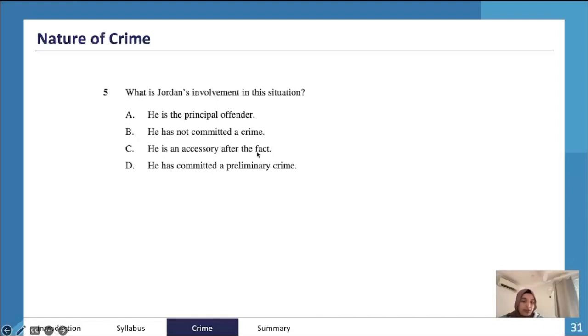He's not an accessory after the fact because he wasn't there after the crime was committed. He was there before the crime was committed. Another option could have been accessory before the fact, which would have been correct. But instead of that, we've got preliminary crime, which is also fine.